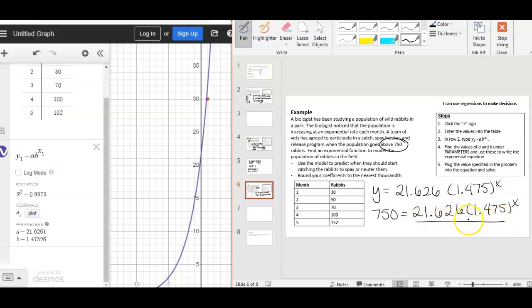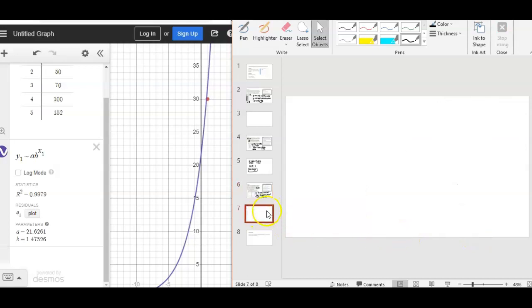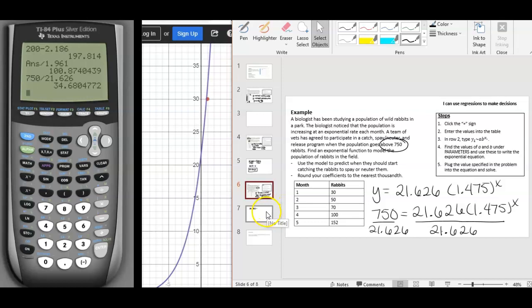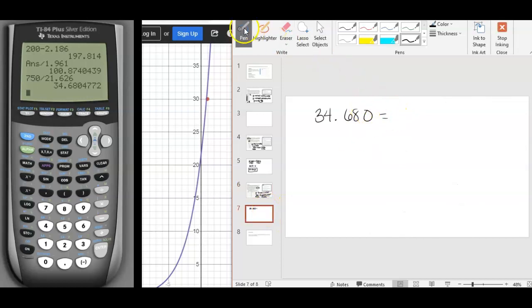So remember, to start off, we're going to isolate that exponential term. Okay, so we're going to divide both sides by 21.626. And so on the left side, that's going to give us 750 divided by 21.626, which is 34.680. And that equals 1.475 to the x.